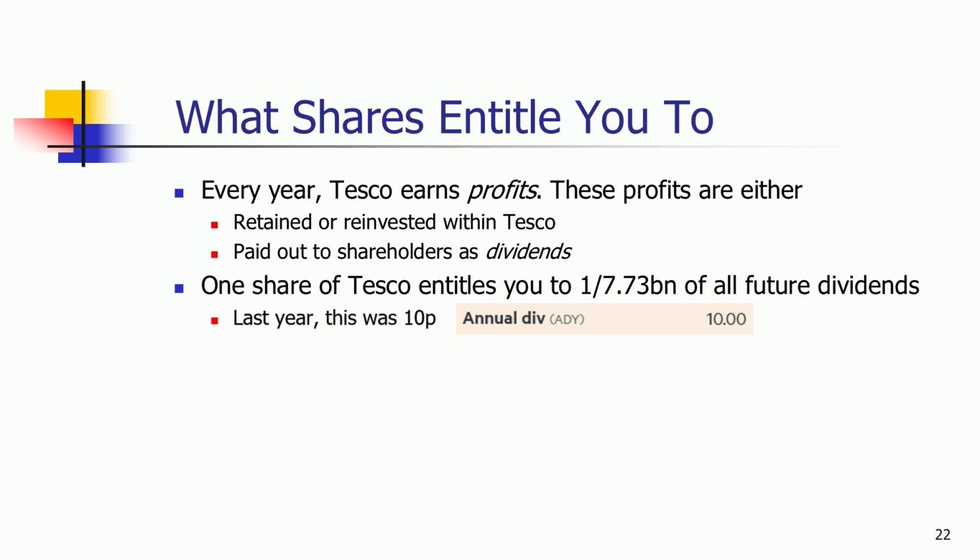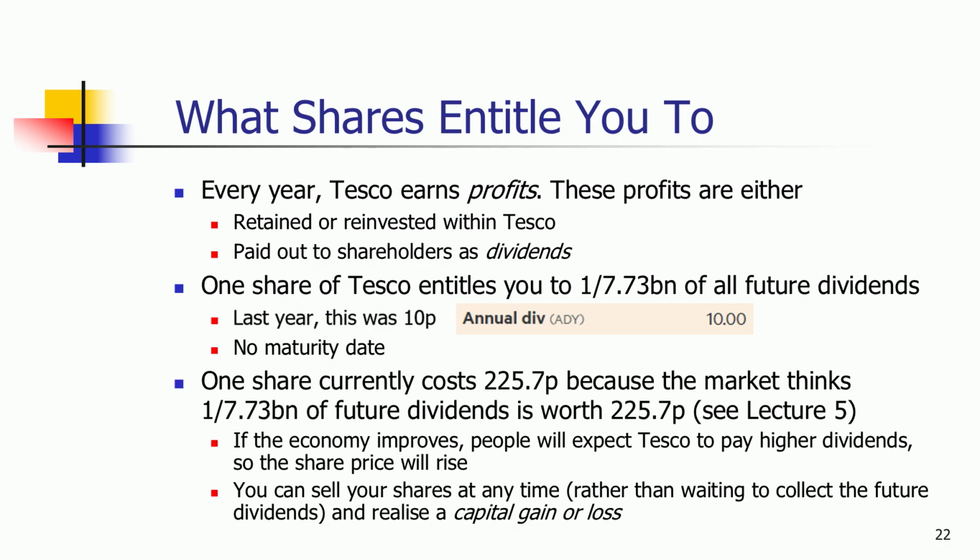So how much dividends Tesco pays out, it needs to split them equally to every single shareholder. And we can indeed look up how much these dividends are. So if you look up in the Financial Times, it says the annual dividend of Tesco was 10p last year. And so why is it that one share of Tesco currently costs 225.7p? It's because the market thinks that 1/7 billionth of future dividends is worth 225p.